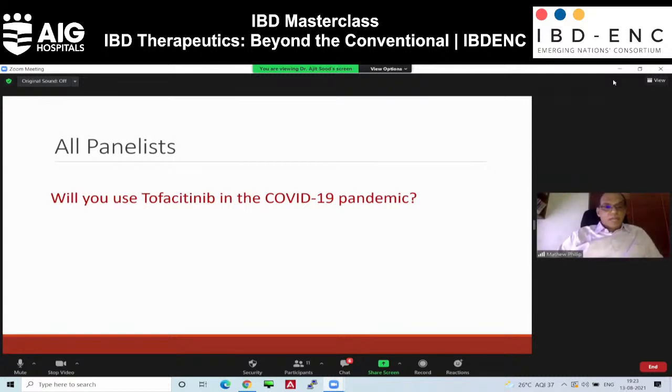Yeah. I will be more comfortable using anti-TNFs because we have enough data and more experience. But tofacitinib is a new drug, and our experience with it is not much. In the COVID-19 pandemic, I would put it as a second or third option. I would definitely consider anti-TNF first. There may not be much problem with using tofacitinib, but my feeling is that I would put it as second or third line.